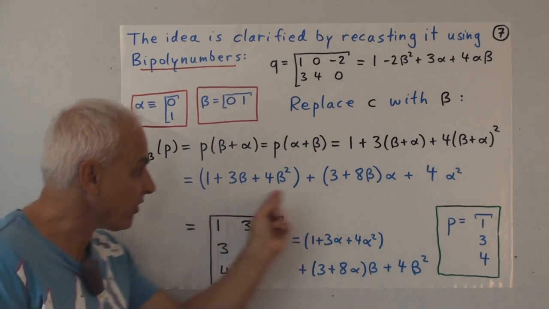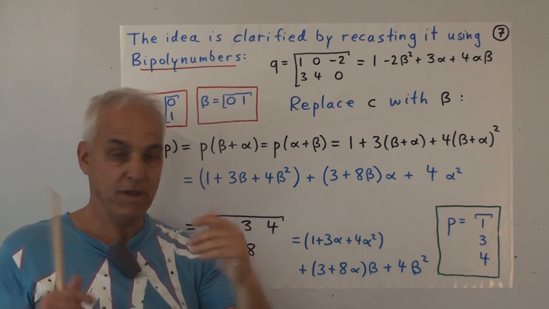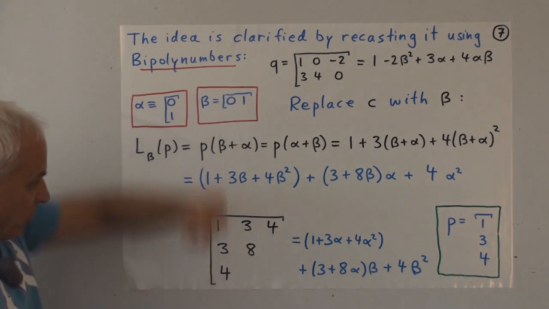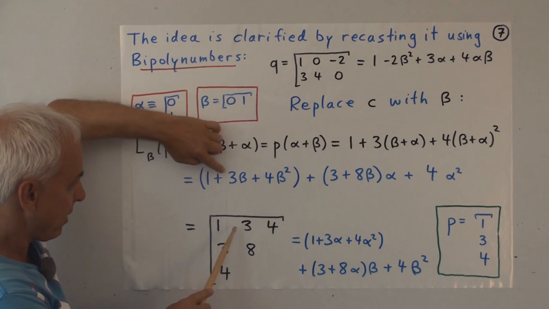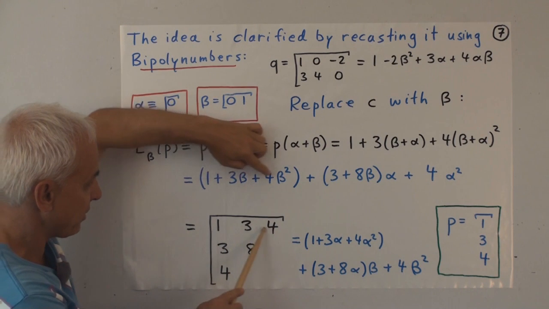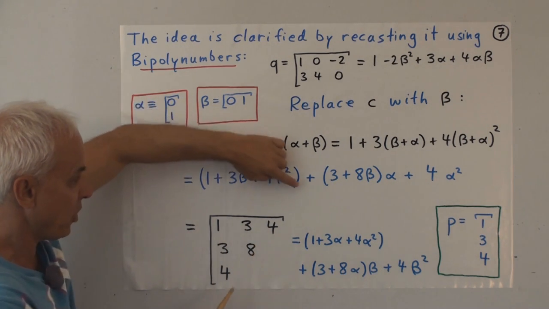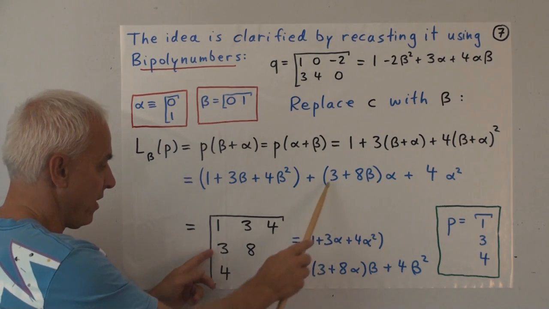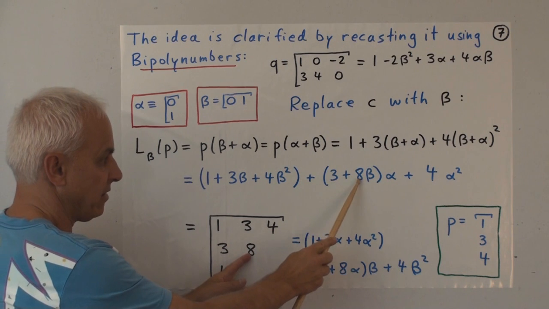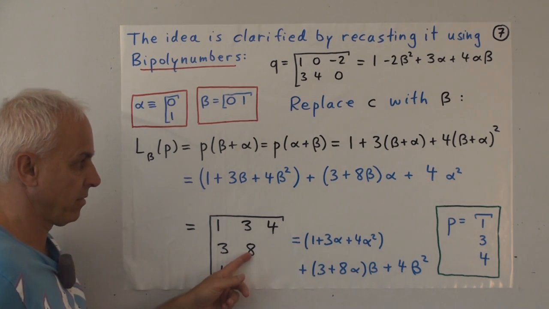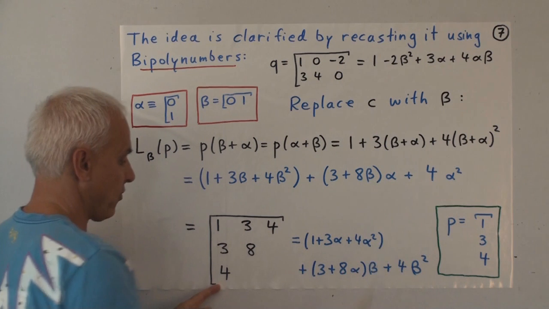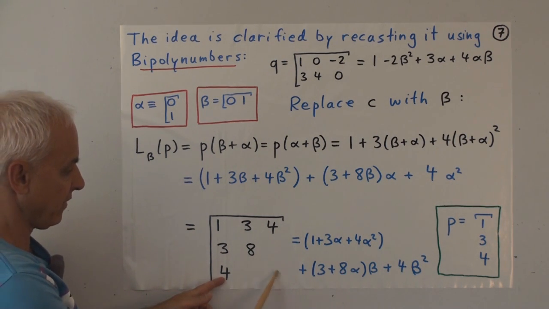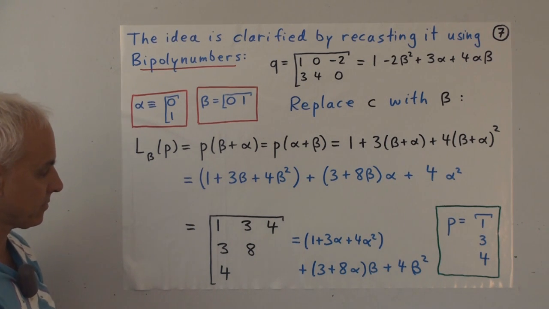But now we want to interpret this. This is a bipolynumber. So it means that it can be written as an array. So in other words, this is exactly 1, 3, 4, because those correspond to the powers of beta increasing with no alphas. And then this 3 plus 8 beta times alpha. There's 3 alpha there, and the 8 alpha beta is that term there. Plus 4 alpha squared is that thing there. And we agree not to put zeros here if we don't feel like it.